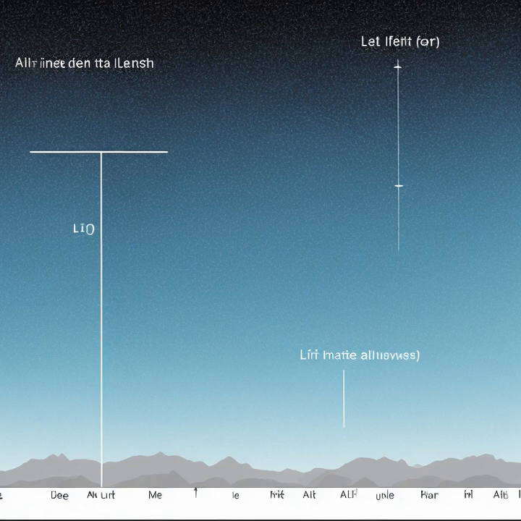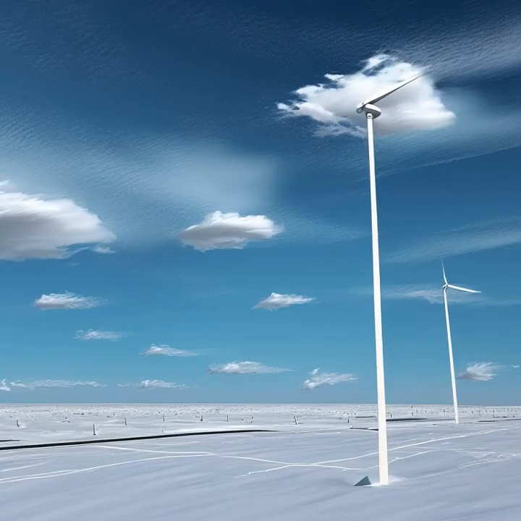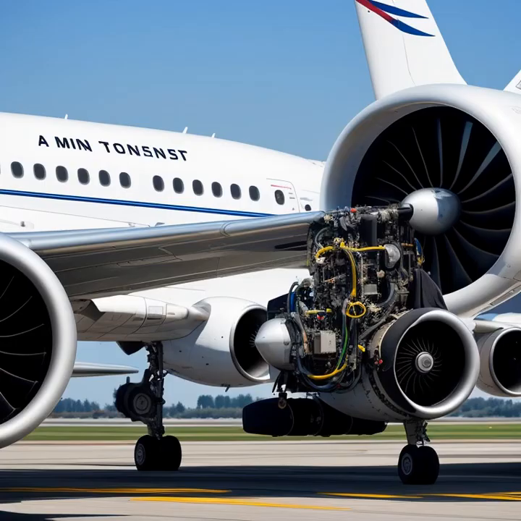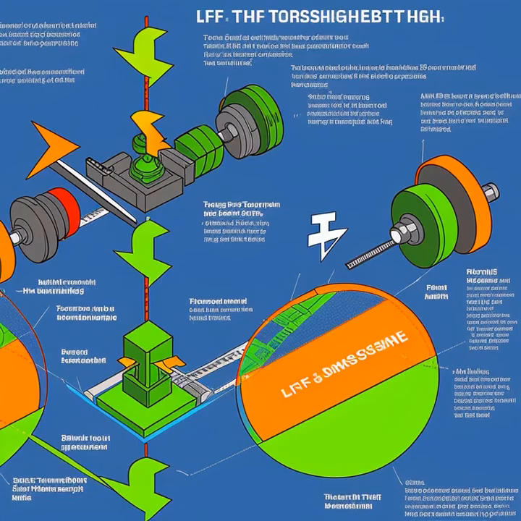Another important factor in lift generation is the wing's aspect ratio, which is the ratio of the wing's length to its width. A higher aspect ratio typically results in more efficient lift generation as it reduces drag and allows for a smoother airflow over the wing.